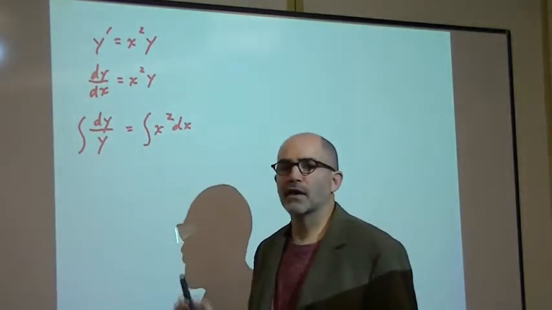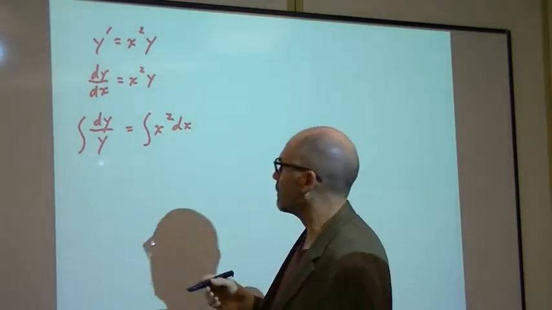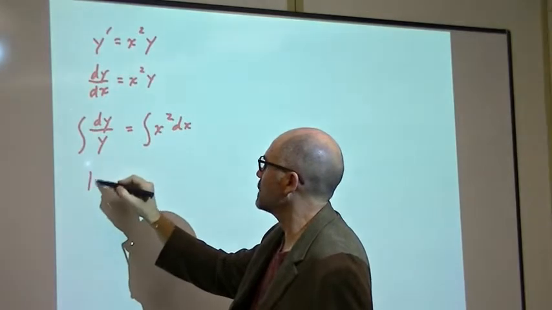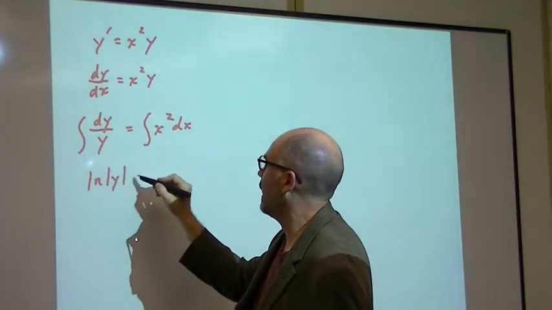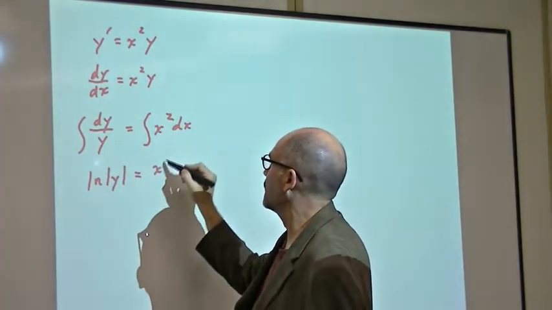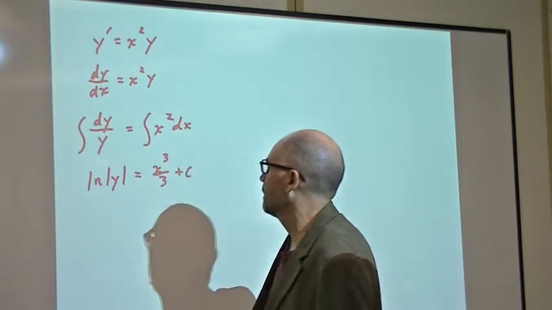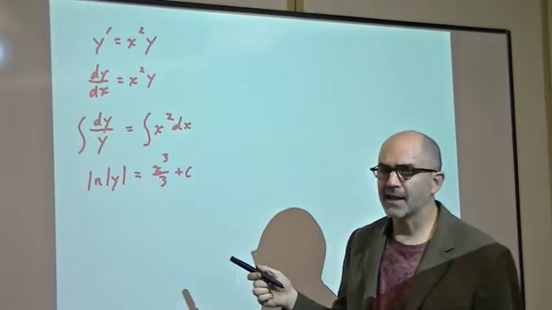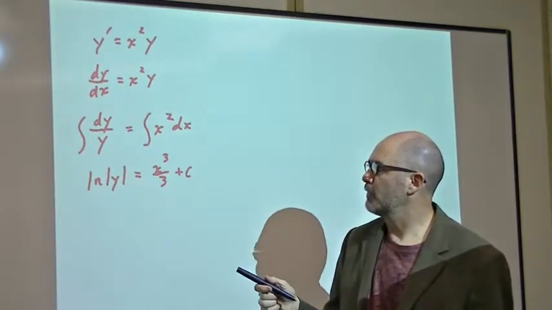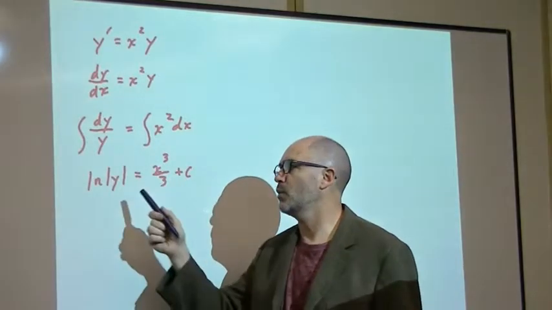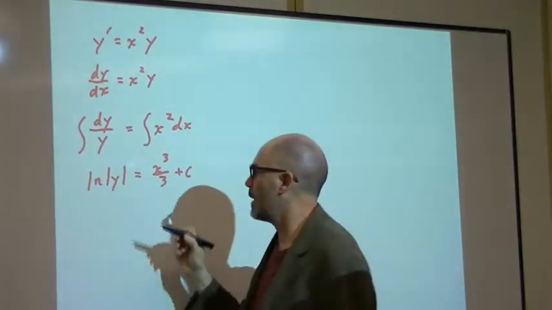Because dx without an integral is meaningless. Okay, so now the integral of dy over y is natural log absolute value of y equals x cubed over 3 plus c. Okay, now we can get y by itself. If you remember from algebra 2, how do you undo log?